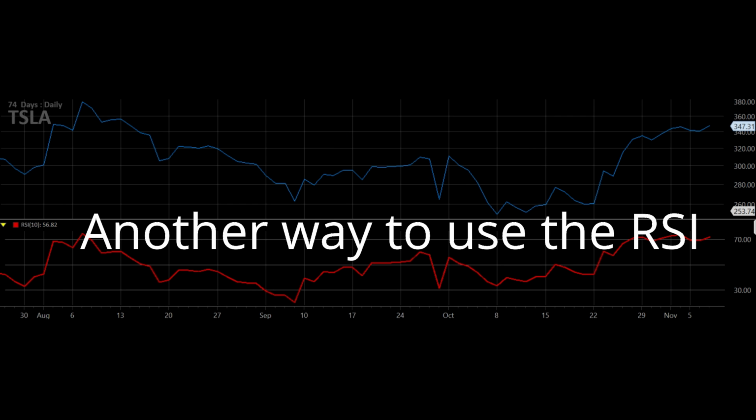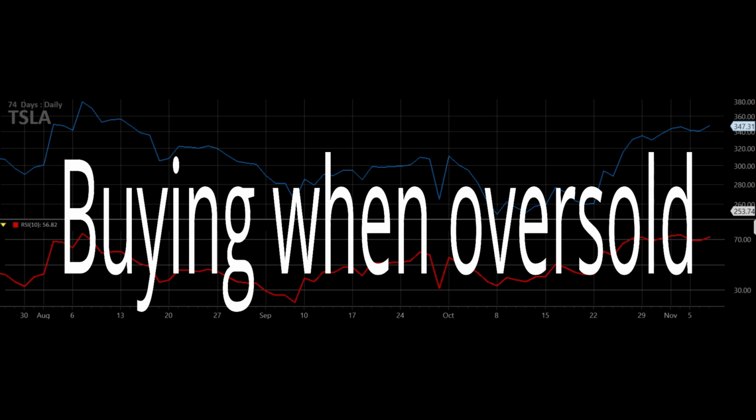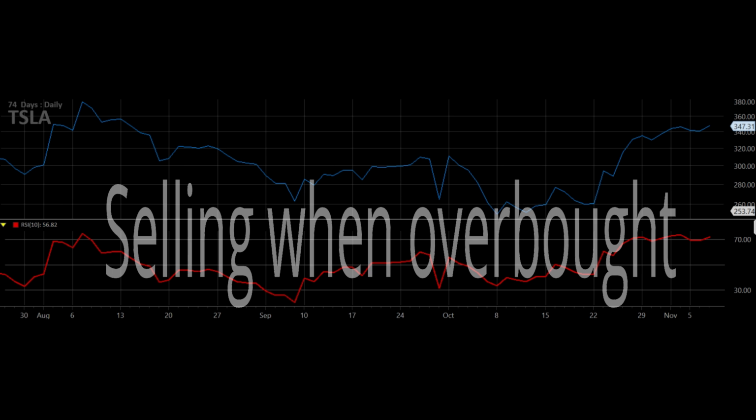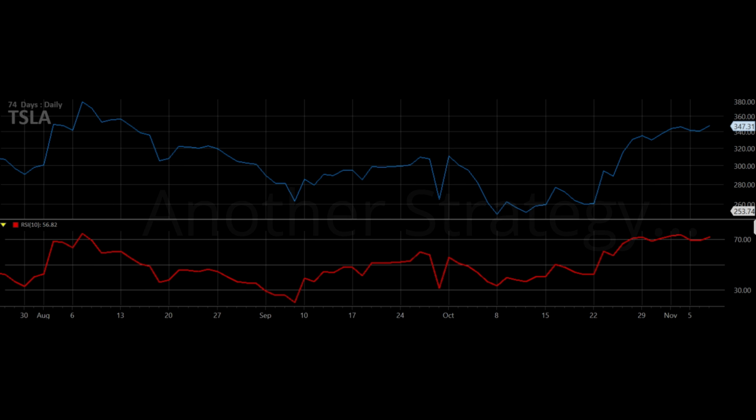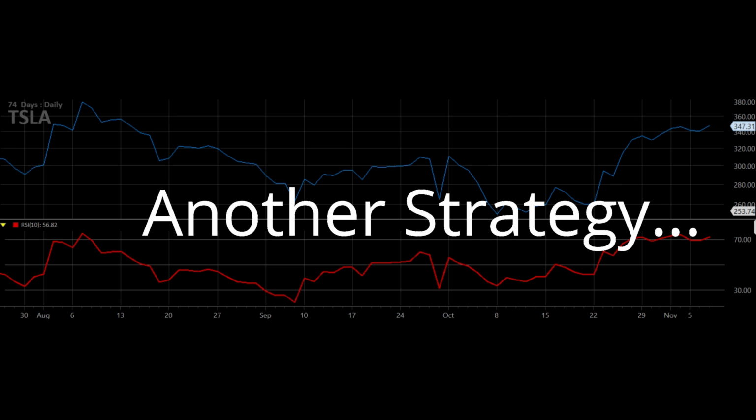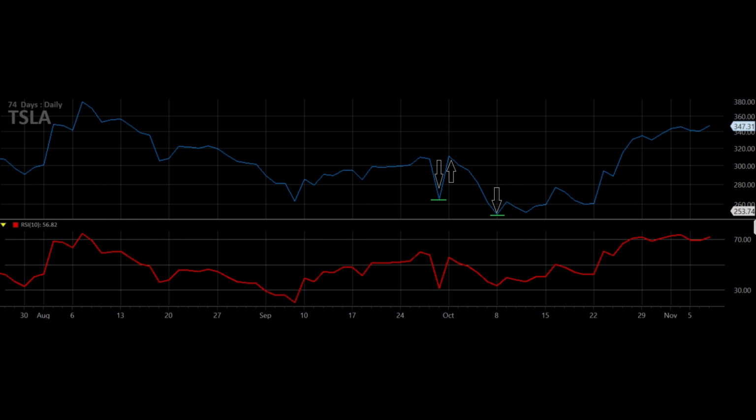So now let's talk about the second way of using the RSI. Besides using the oversold limit to know when to buy a stock and the overbought limit to know when to sell a stock, there's also another strategy called divergence. The RSI basically follows the stock price most of the time. Whenever the RSI doesn't quite follow the stock price, that means that the trend could be reversed. Let's see an example to explain it better.